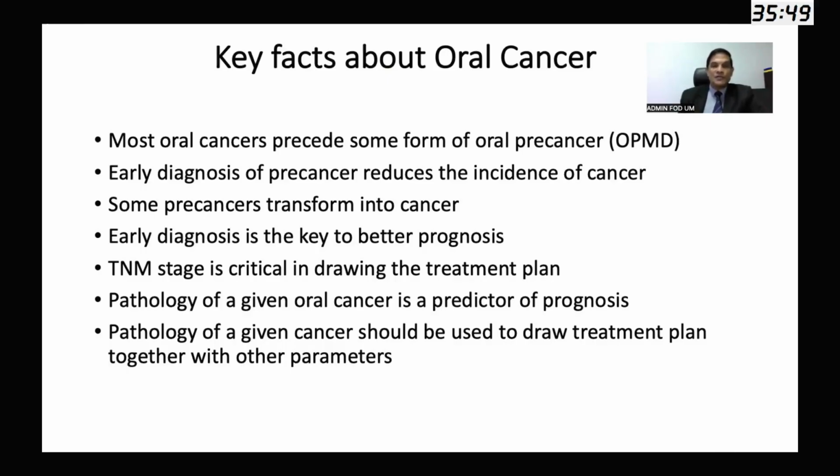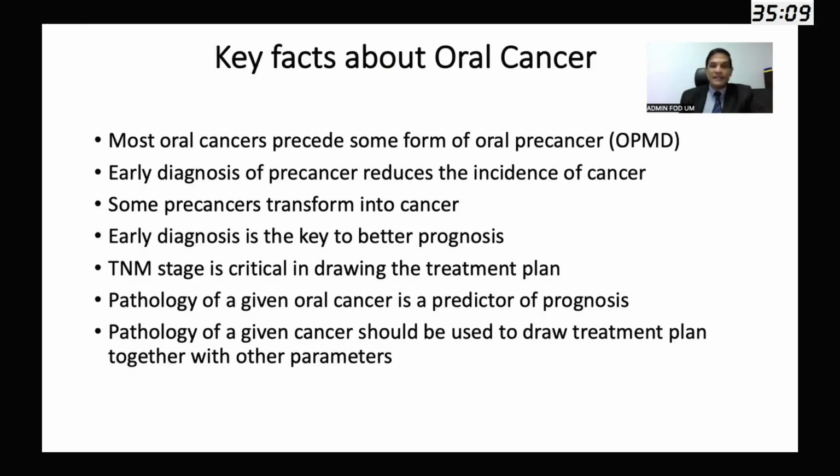And also, early diagnosis of these precancers or OPMDs reduces the incidence of cancer. That's very clear, so that should be the target of the clinicians. Some precancers transform into cancer, as I said earlier, not all of them. In fact, a minority of precancers transform into cancer, depending on what particular type of precancer or OPMD we are talking about, because there is a list of OPMDs. But when it comes to our part of the world, oral submucous fibrosis is the commonest OPMD or precancer we see, and then leukoplakia. Early diagnosis, of course, is the key for better prognosis, not only to reduce the incidence.